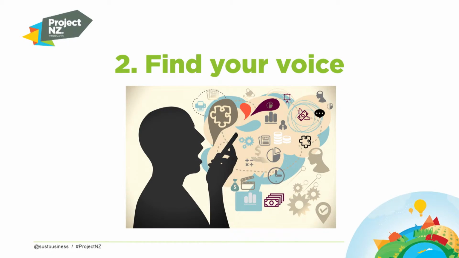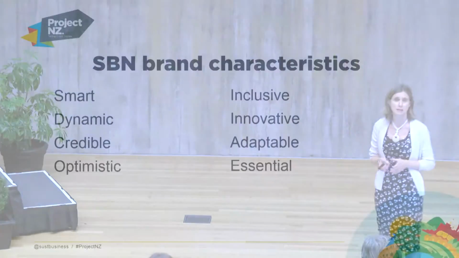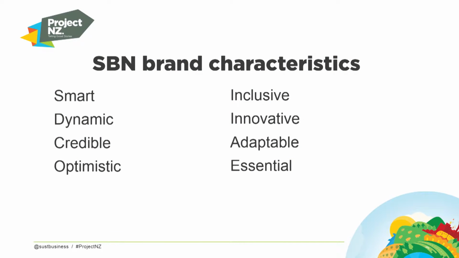My next point is find your voice. Who are you? Who is your organization? What's your personality? Once you've identified that, let it pervade all your communications. Now, we worked with Good Sense a couple of years ago to identify the Sustainable Business Network personality, and we came up with these 8 adjectives, which are quite a few. You might want to narrow it down to a smaller number, but this is who we are. It represents everything we do, our personality, and we try and let that pervade through all our communications.